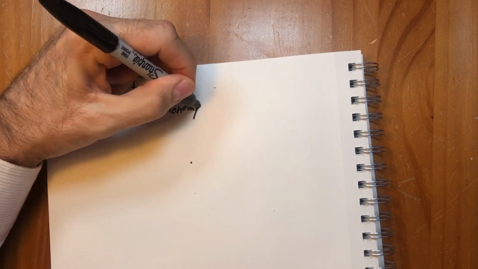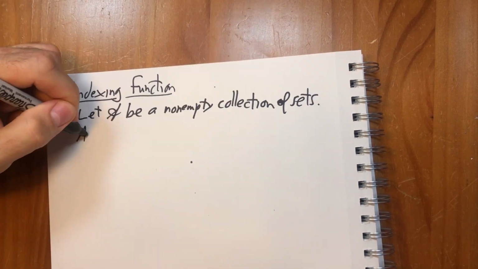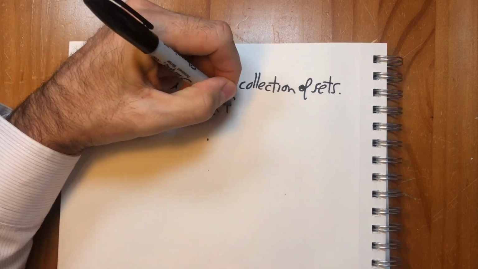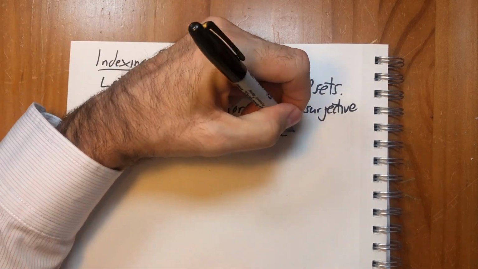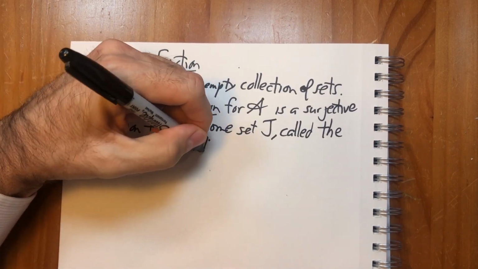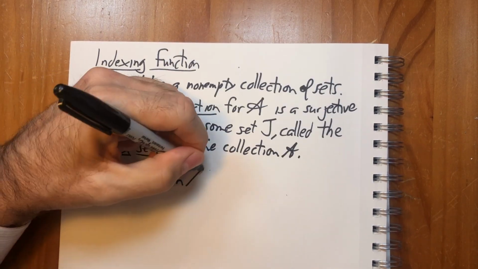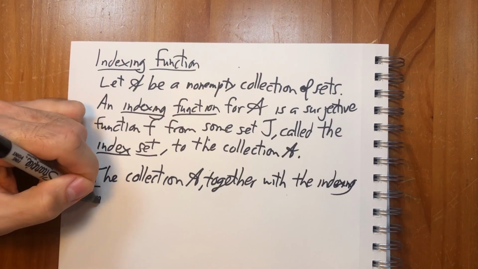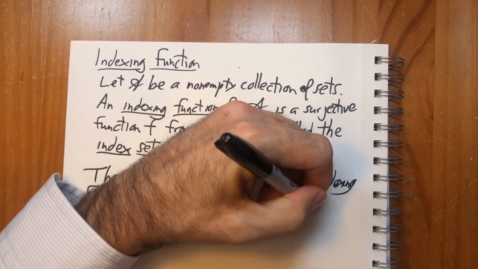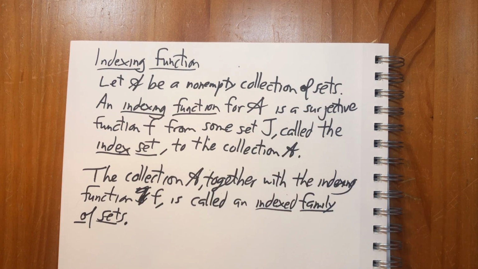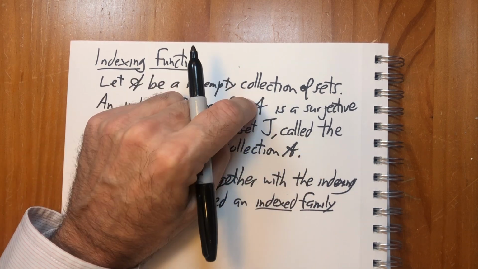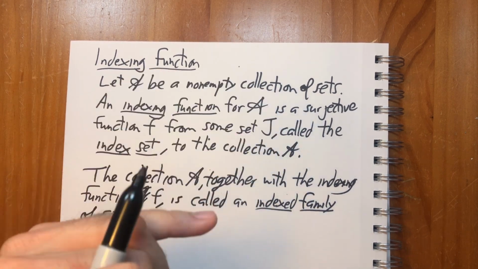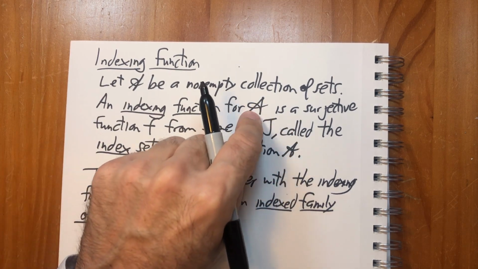Let capital A be a non-empty collection of sets. An indexing function for A is a surjective function f from some set J, called the index set, to the collection A. The collection A, together with the indexing function f, is called an indexed family of sets. Surjective means that it covers A, meaning that some member of J maps to every element inside A. So every element of A is accessible from J.